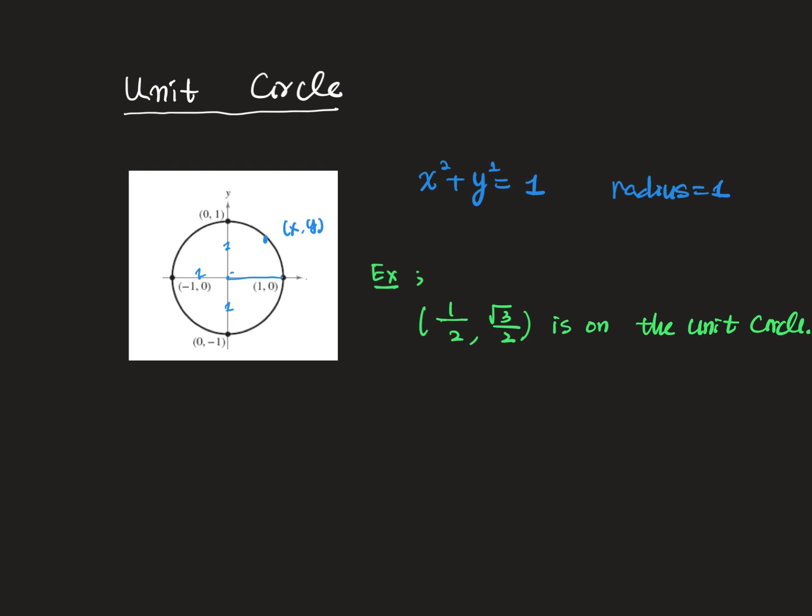For example, I give you the point (1/2, square root 3 over 2). Is that on the unit circle or not? How are you going to prove it? This is the x value and this is the y value. So x squared plus y squared: (1/2) squared plus (square root 3 over 2) squared is 1 over 4 plus 3 over 4, which is 4 over 4, equal to 1. So we know this point is on the unit circle.